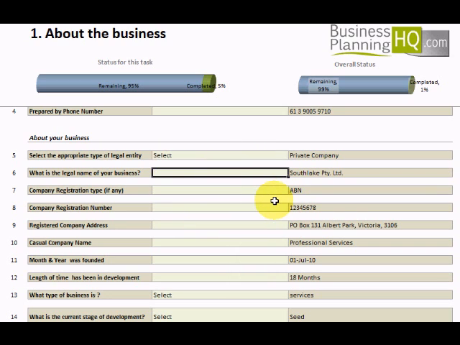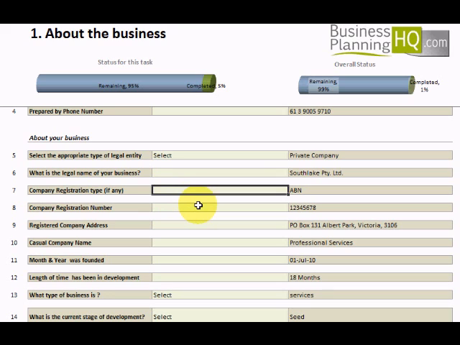Enter the legal name of your business. So in Australia, for example, a proprietary limited company is a company with limited liability. So whatever the formal legal name of the company is, enter it there. If it is a company, if it's a sole trader, just put the name of the sole trader.